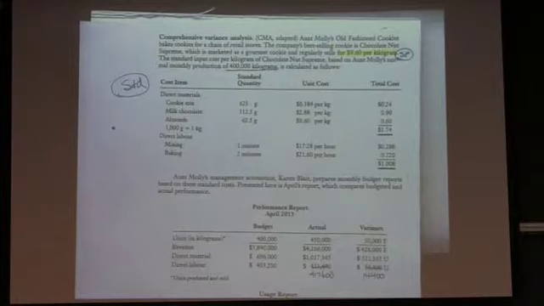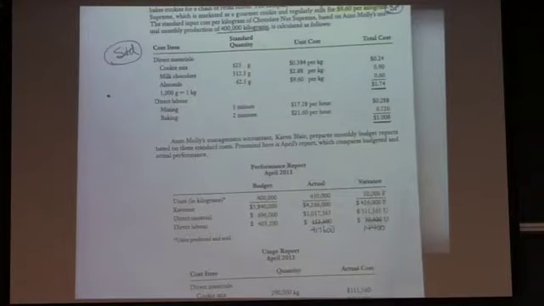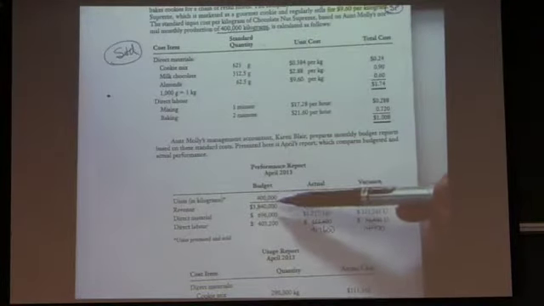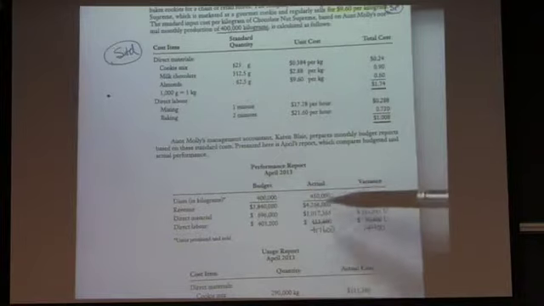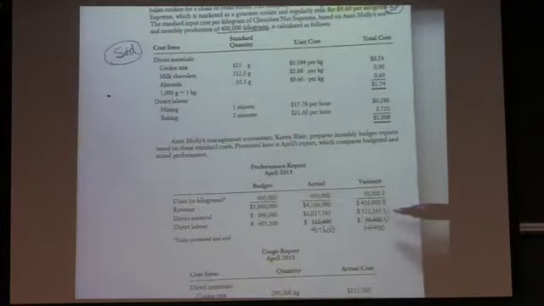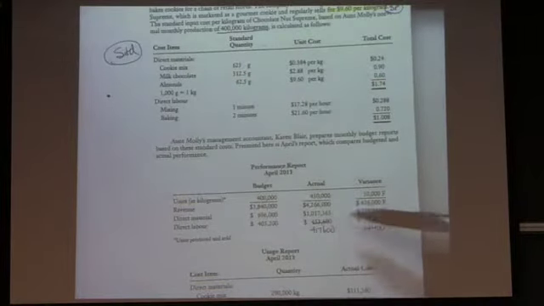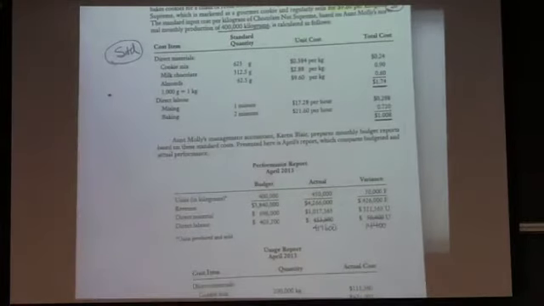Now, Aunt Molly's management accountant, Karen, prepares a monthly budget report on the standard cost, and this is what the performance report looks like. If you see the budget, they budgeted to make 400 kilograms of cookies, and they actually made 450 kilograms, so there's a positive volume variance of 50. Revenue is a lot higher, and of course the cost would expectedly be an unfavorable variance because we made more cookies than the standard budget of 400.